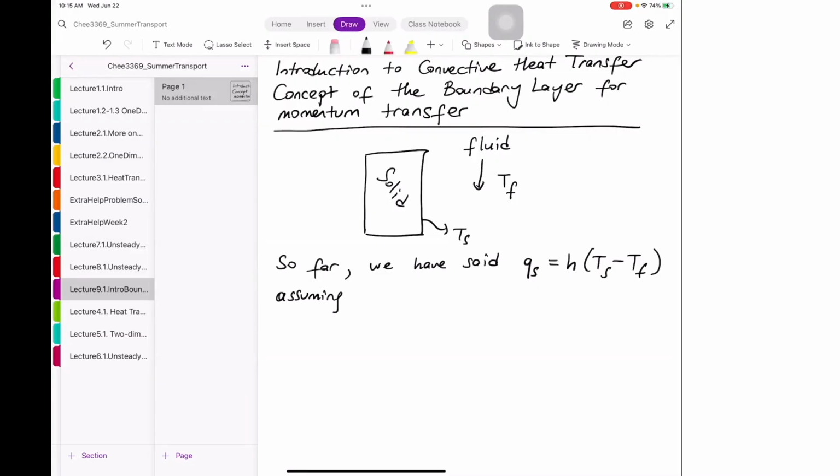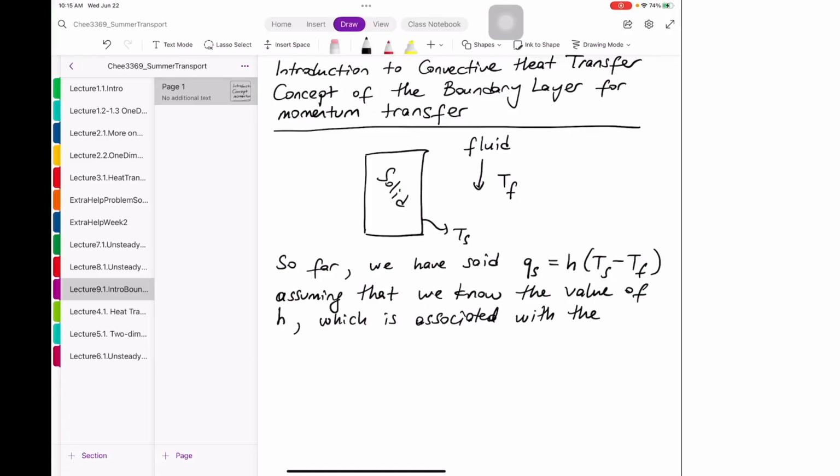Assuming that we know the value of H, right? Which is associated with the convective heat transfer at an interface, right?